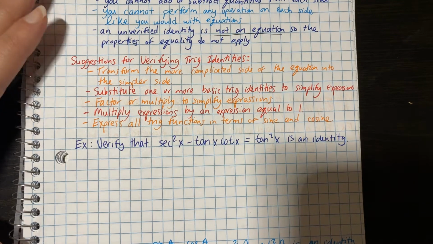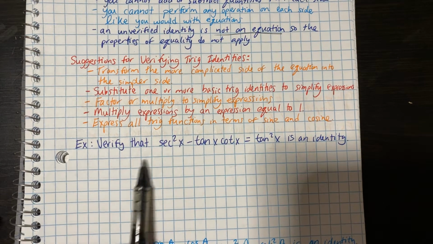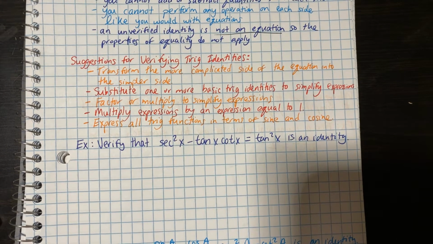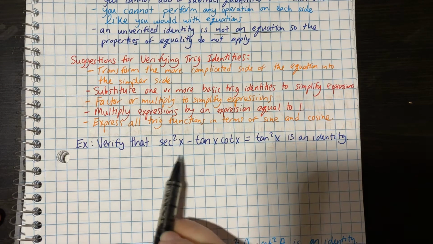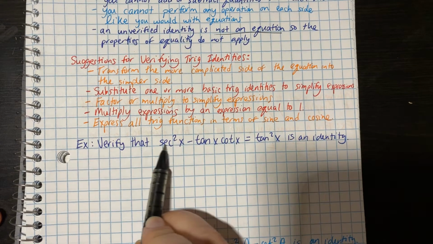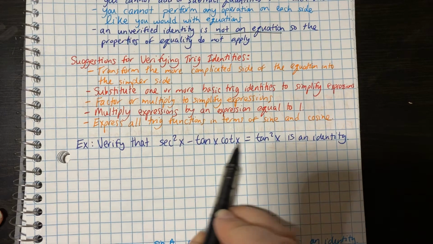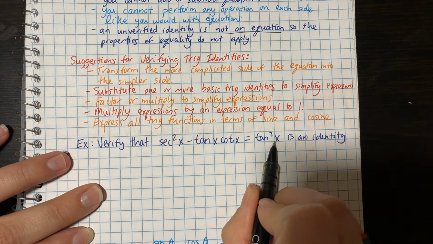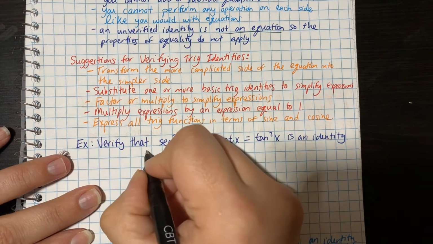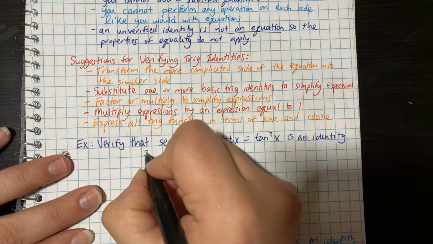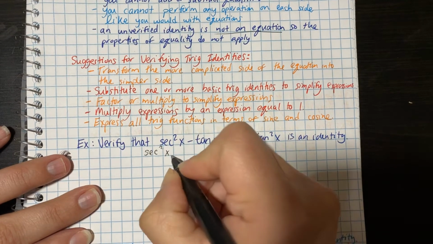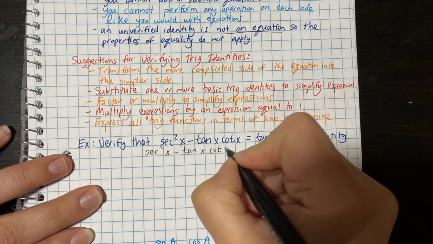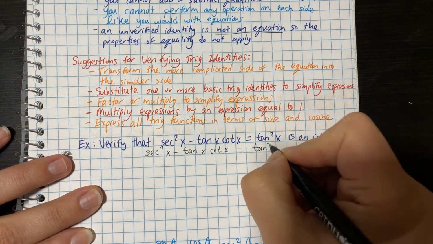Okay. All right, so problem number 1. Verify that this is an identity. Okay, so what we're going to do is work to find ways to pretty much get rid of stuff so that in the end the expressions on both sides will be the same. So I'm going to do secant squared of x minus tan of x cotan of x equals tan squared x.